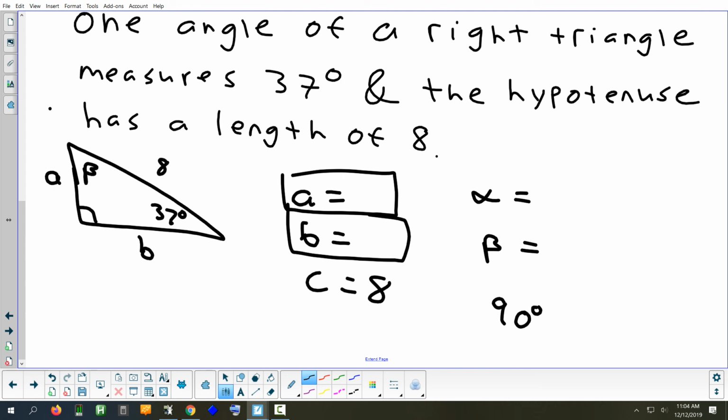Now you might say, well, what if you switched A and B? That's fine. You're going to get the same answers I get for alpha and beta, except your answers are going to be switched. In this problem, they weren't specific about which one was which. As long as you get the same answers, that's okay. So, one of the angles is 37. Beta, we don't know.